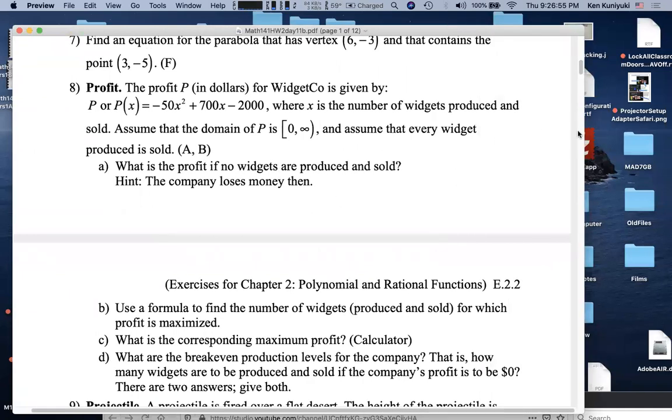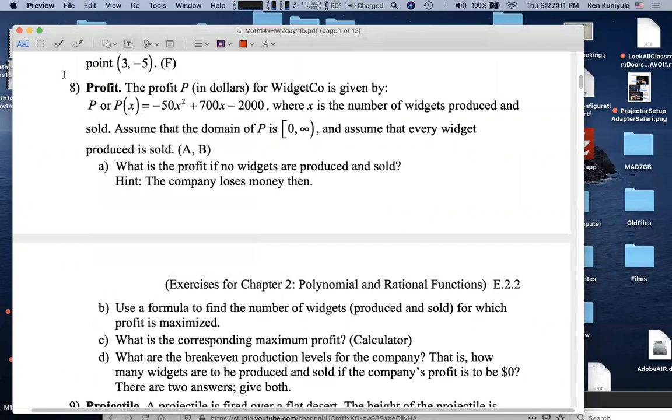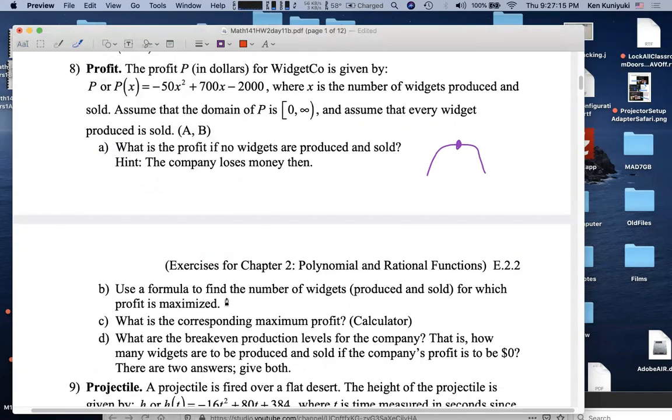So the idea is that the profit function is an upside down parabola. So the key point of interest is going to be the vertex, okay? And the vertex is going to indicate when you're maximizing profit. So B, use a formula to find the number of widgets produced and sold for which profit is maximized.